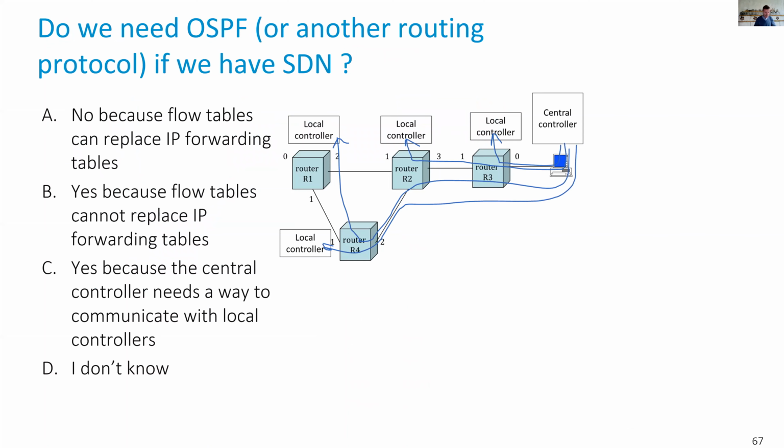Now we have seen that we can, in some sense, avoid the smart method that is used in link state and use software-defined networking. Do we need both? That's the question of this poll.